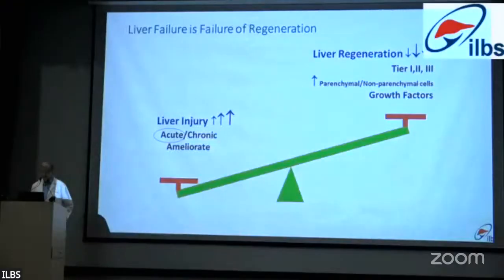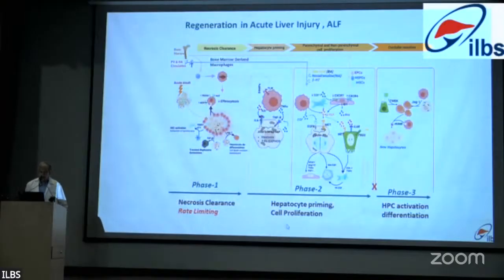Let's go on to something on the liver failure. Single line message: liver failure is failure of regeneration. If you cut the liver, it has to come back. If you damage the liver, it has to regenerate. So if the liver injury is more and regeneration of all these three tiers is less, there will be liver failure. So let's see what happens when the cells are dying or dead.